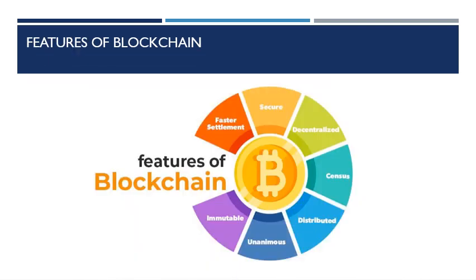Let us discuss the features of blockchain. Immutable. Immutable means that the blockchain is a permanent and unalterable network. Blockchain technology functions through a collection of nodes. Once a transaction is recorded on the blockchain, it cannot be modified or deleted. We have already discussed this in the previous video. This makes the blockchain an immutable and tamper-proof ledger that provides a high degree of security and trust.